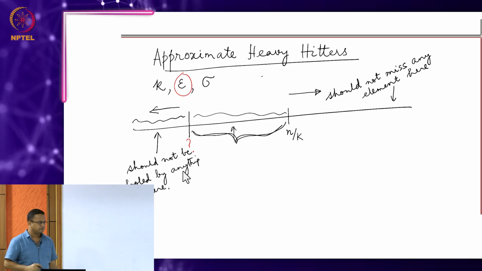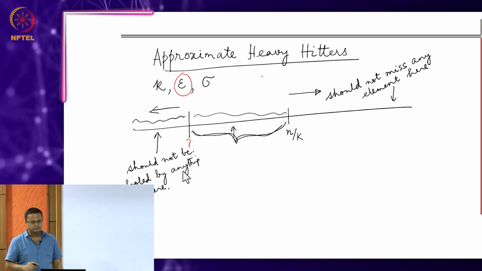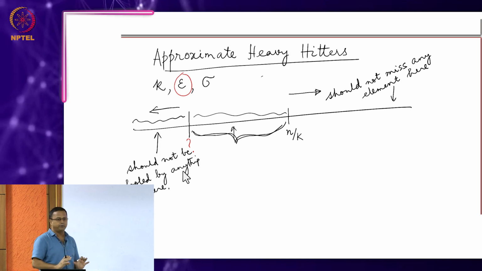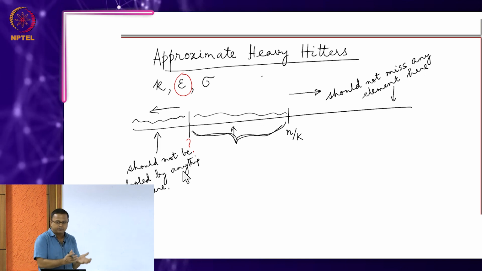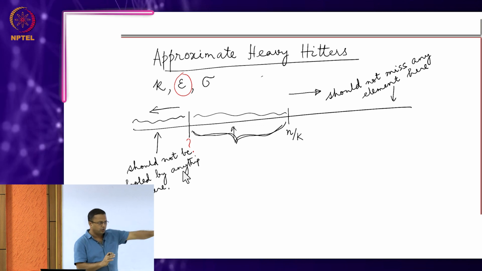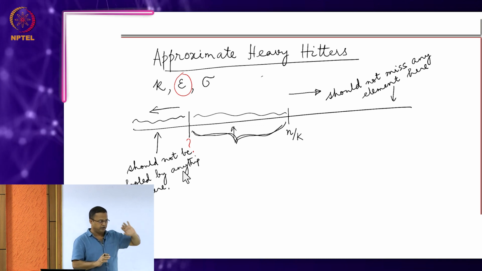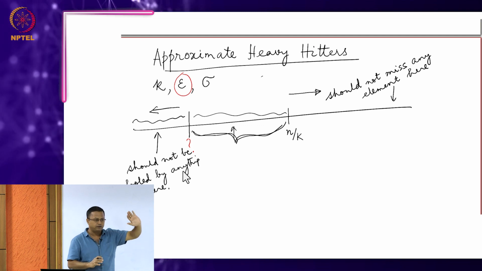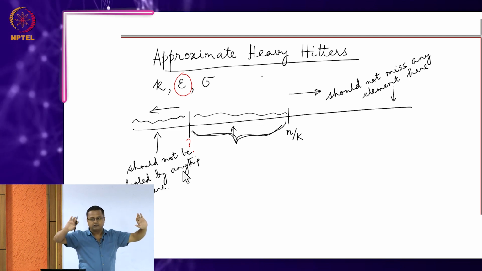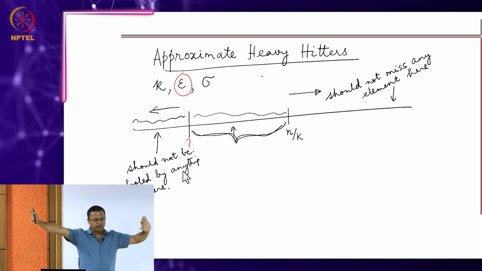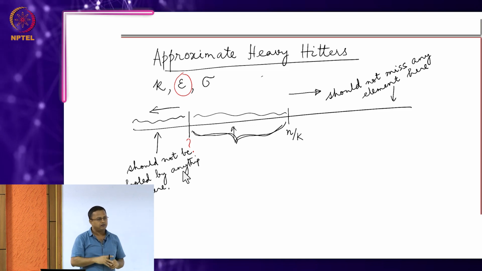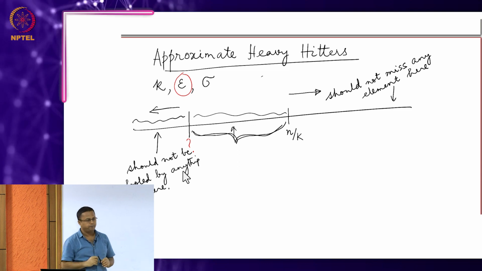epsilon, right. So, this is the approximate. What I meant by approximate was this: some zone, if an element has a frequency in that zone, it is never going to be reported. If it is surely greater than n by k, sure, but there is a zone in between where this number should come.